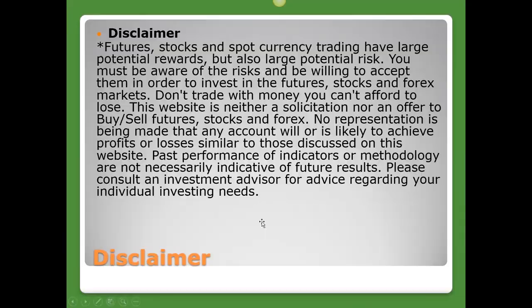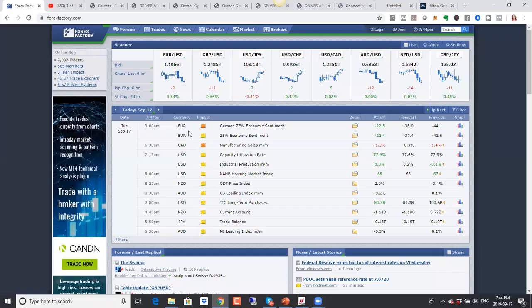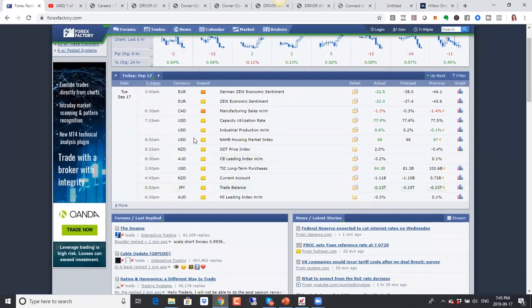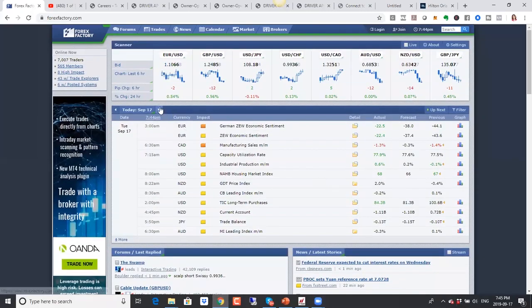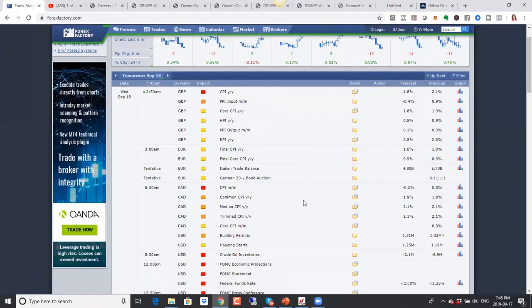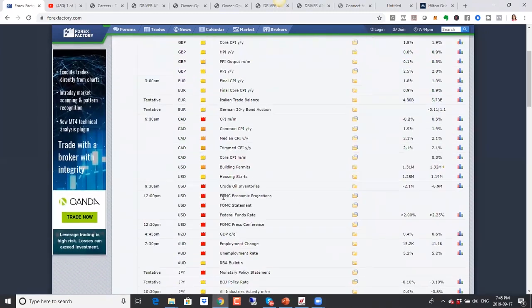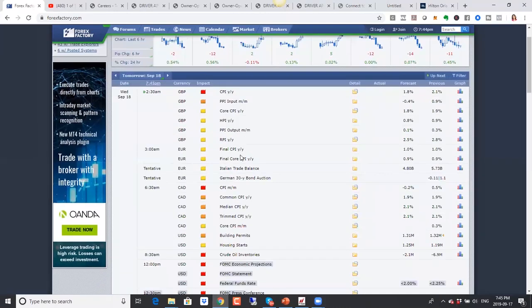As usual, we'll get started with our calendar here. So big news that's coming up tomorrow here for Wednesday is our US FOMC, but prior to that, we also have CPI, which is our inflation data year-over-year numbers coming up in the London session here. Then we also have final and core CPI numbers here for the Eurozone.